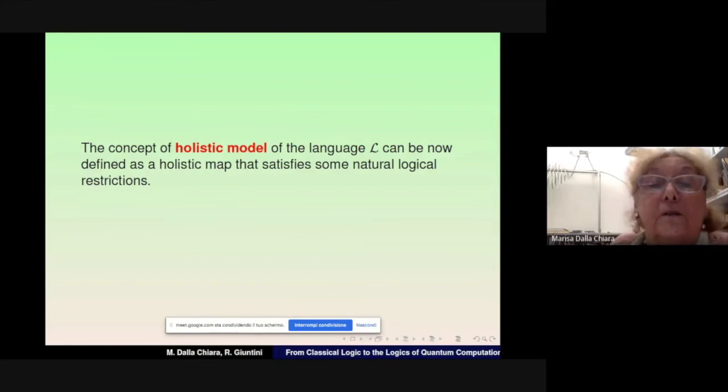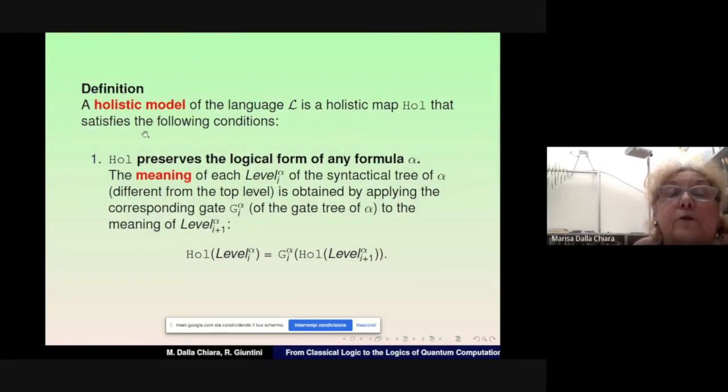And now we need a general concept of holistic model. The concept of holistic model of our language can be defined as a holistic map that satisfies some natural logical restrictions. So this is the definition. A holistic model of the language L is a holistic map whole that satisfies the following condition. First of all, whole preserves the logical form of any formula alpha in the following sense. The meaning of each level, level I of the syntactical tree of our formula, different from the top level, is obtained by applying the corresponding gate, Gi, of the gate tree of alpha, to the meaning of the level that occurs immediately above, so level I plus 1. So this is the formal condition.